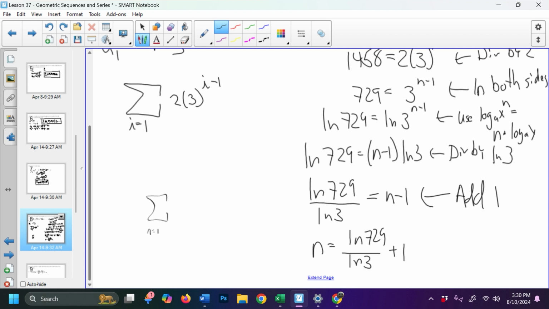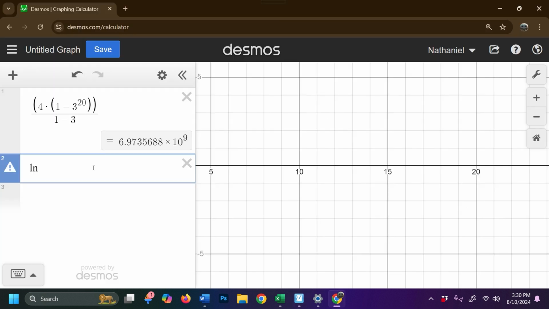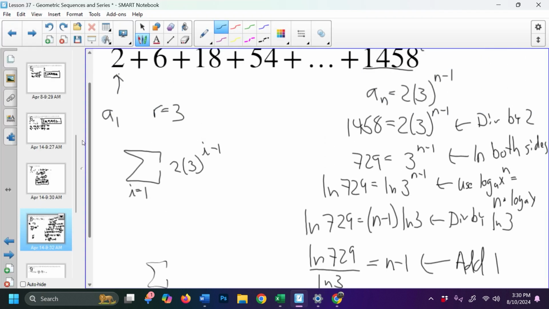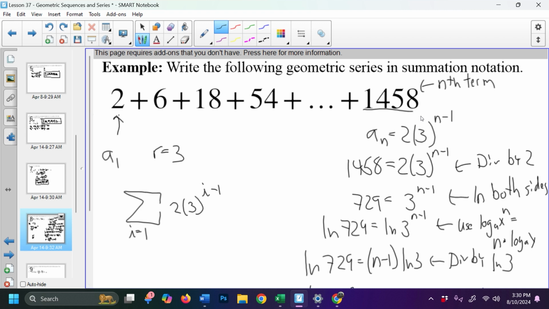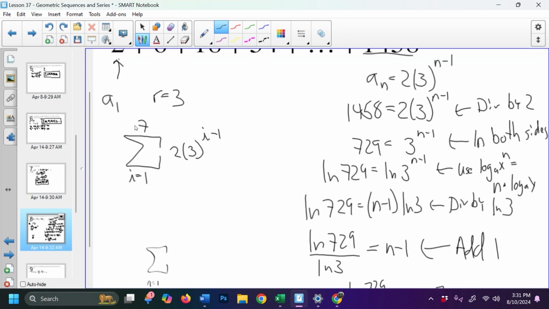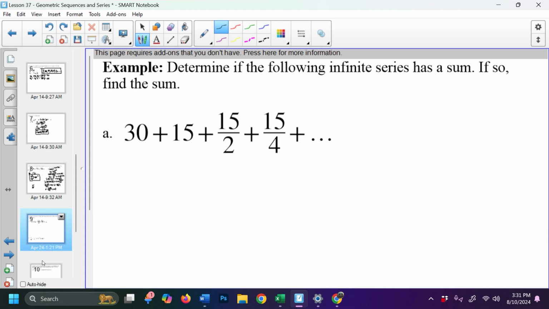And we'll just put that into Desmos. ln 729 divided by ln of 3. And then we need to add 1 to that. And so 7. So it turns out that there are actually 7 terms in this series. Put a 7 there. Put a box around it. And we are finished.